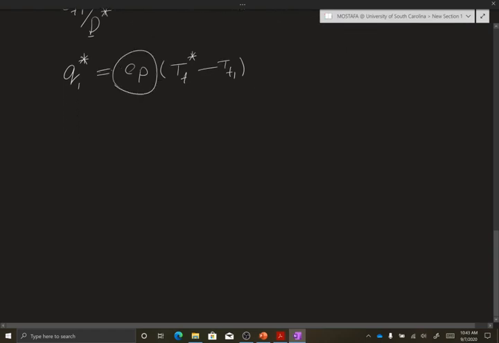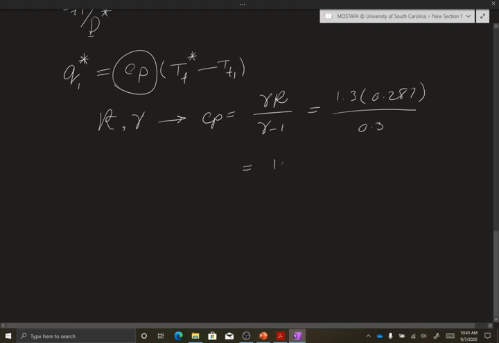But we don't have the Cp. How can we find the Cp? We have the R and we have the gamma. We already know that Cp equals gamma R over gamma minus 1, which means that it is equal to 1.3 multiplied by 0.287 over 0.3. So it will roughly be equal to 1.2437 kJ per kg Kelvin.